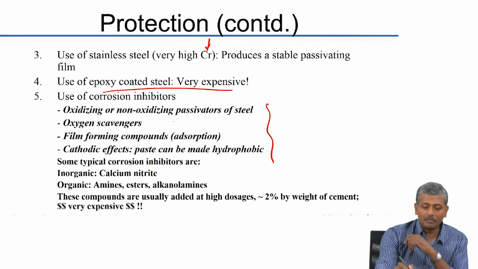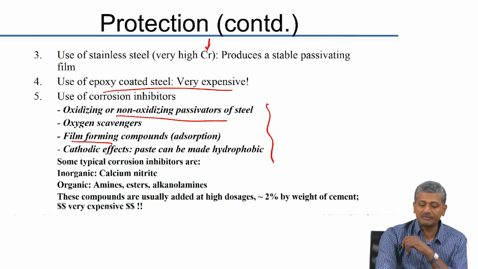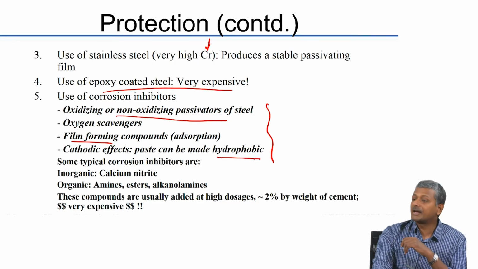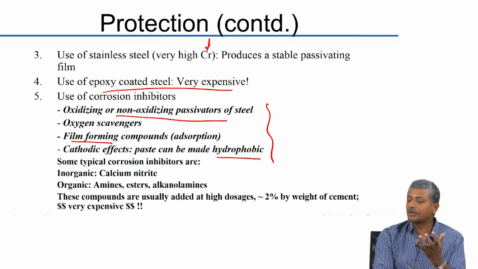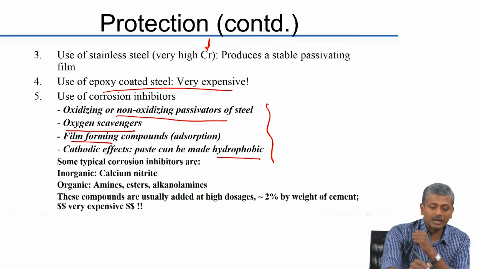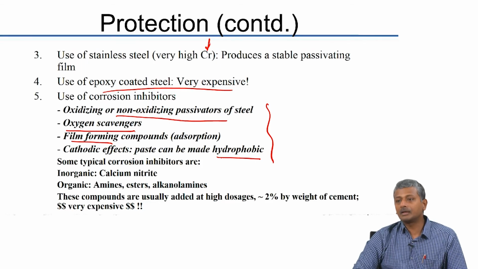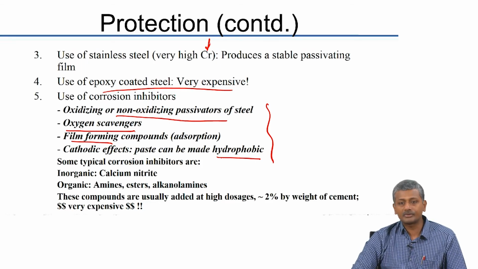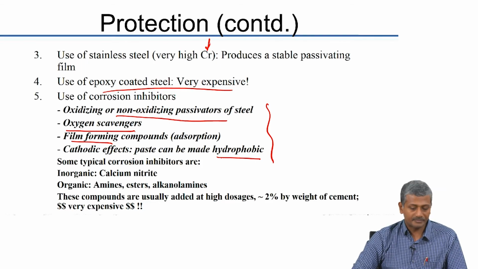Some of these can be passivators of steel, they can form a film on the steel surface, they can make the paste hydrophobic or waterproof, because of which water will not be able to get in, and the propagation rate will be reduced. Some can also be oxygen scavengers, they can combine or bind the oxygen and prevent it from reaching the steel surface. Okay.